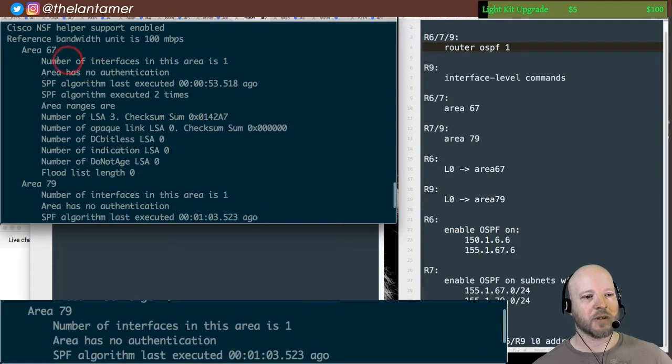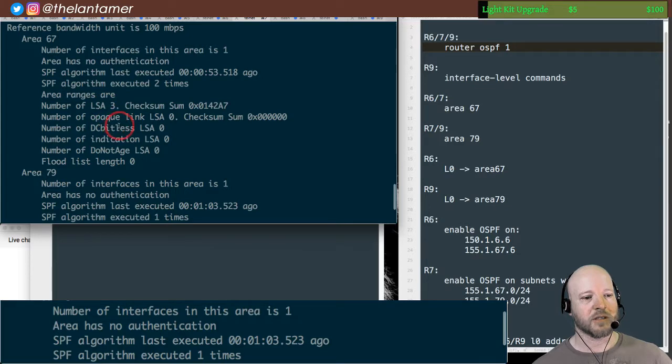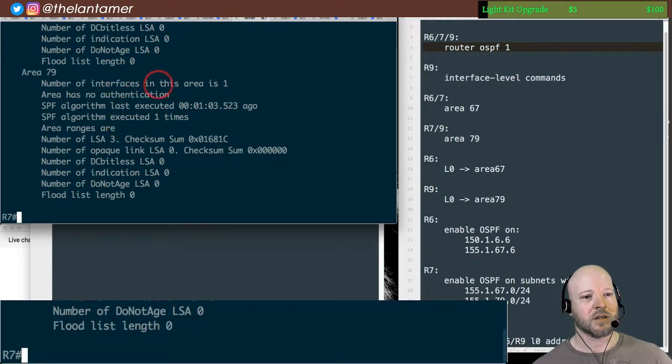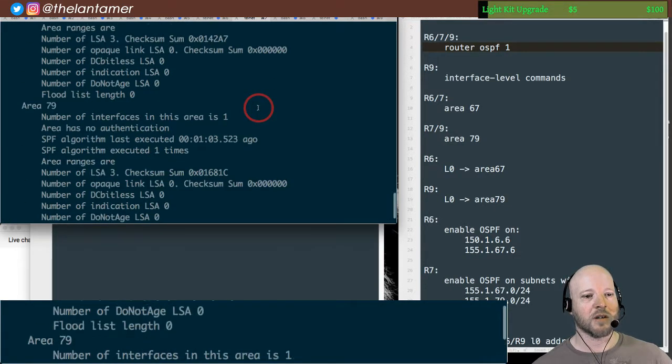And it's showing me both areas. Number of interfaces in this area. No authentication. When SPF algorithm last executed and how many times. Area ranges, number of LSA type 3. So there are 3 LSAs. I think that's what that means. Number of interfaces in this area 1. Okay.